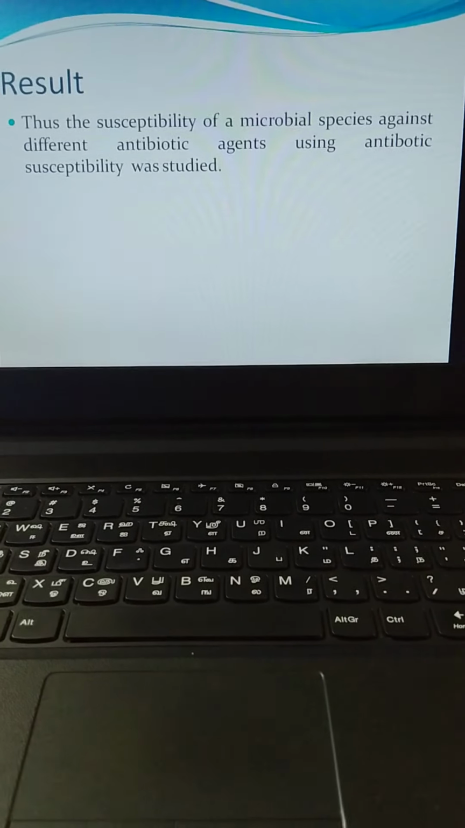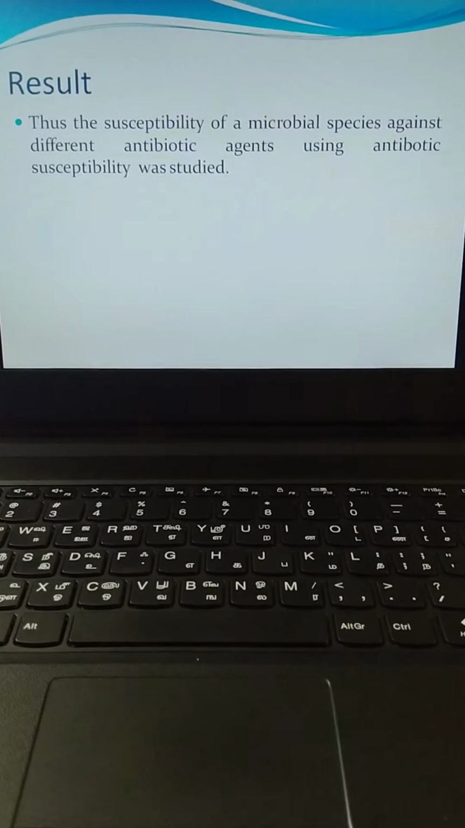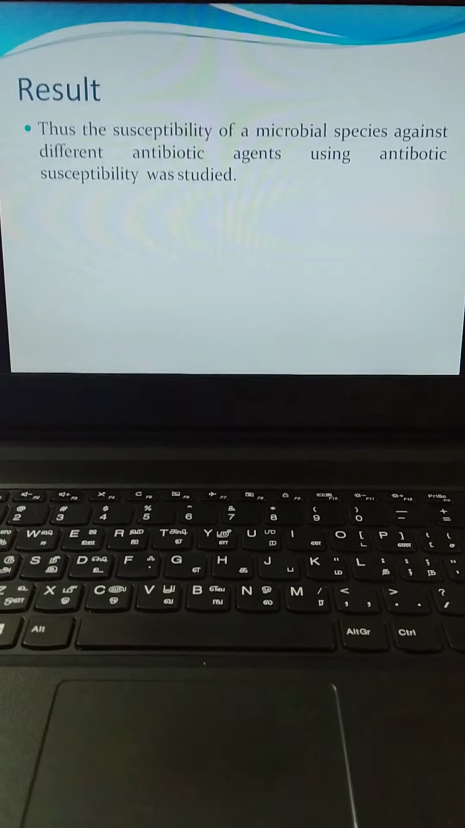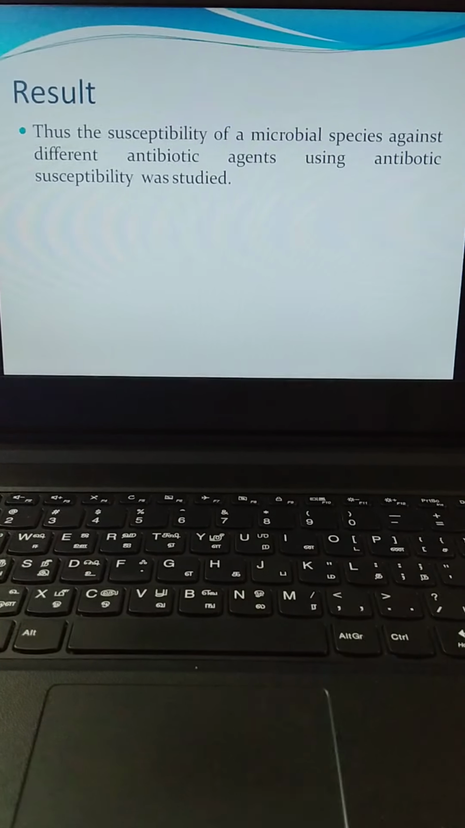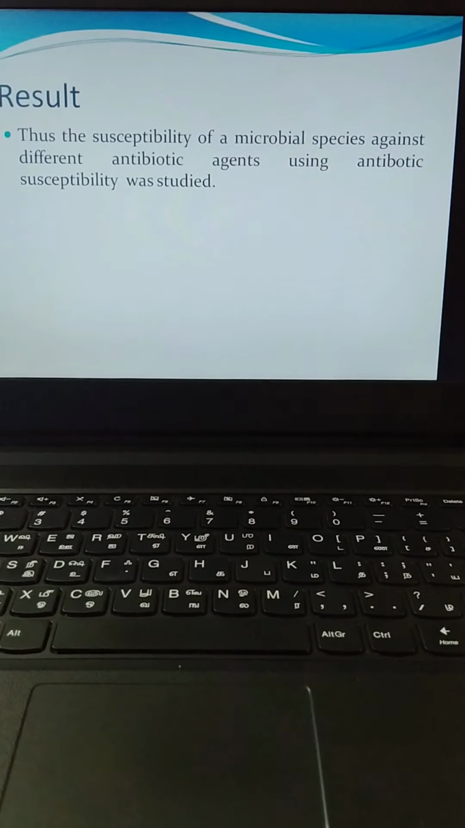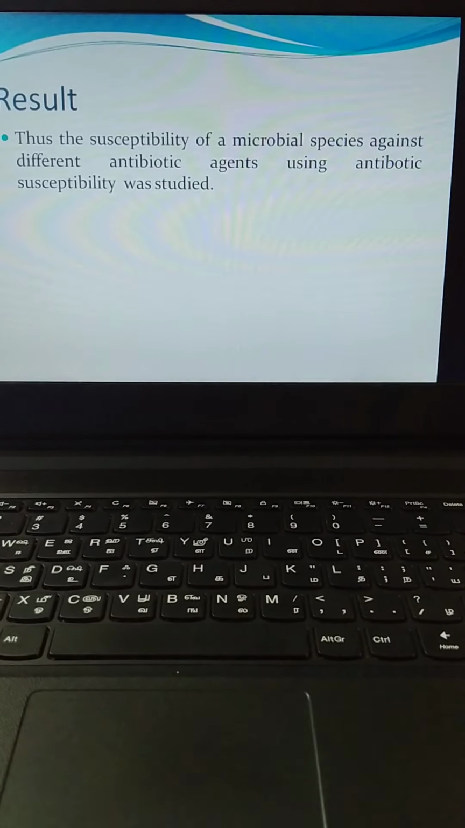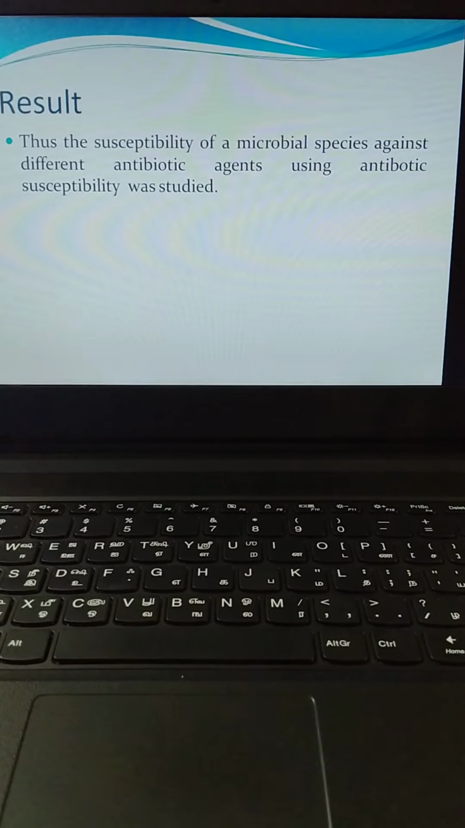By using this experiment, we can see how a microbial species is susceptible to different kinds of antibiotic agents. The test we have used here is an antibiotic susceptibility test. So with this, the experiment is complete.